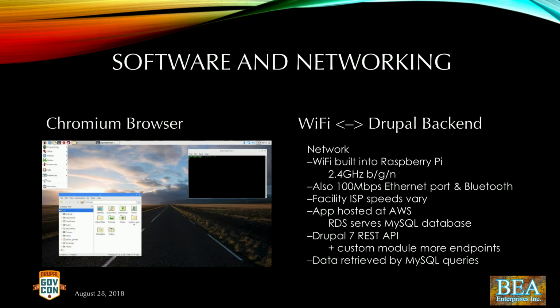8. We talked about the browser already. I just wanted to mention the way that these things connect: there's Wi-Fi built into the Raspberry Pi. It's the slower 2.4 gigahertz, but it's more than adequate for the small amounts of data in these packets. As I said before, it's also possible to plug into Ethernet or use a Bluetooth connection. We're not using either of those at the moment.